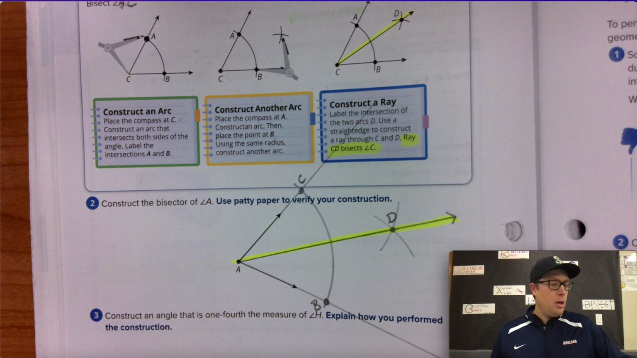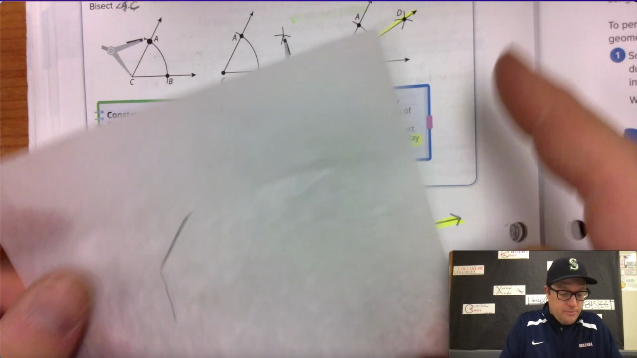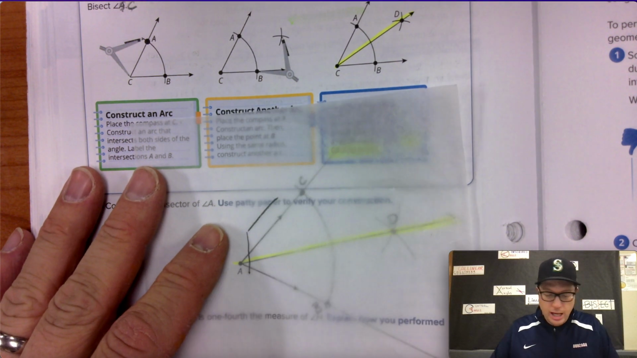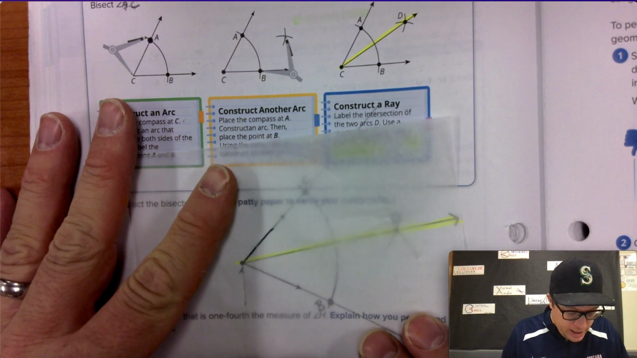That's the angle bisector. It says use patty paper to verify your construction. So find some fresh patty paper, or semi-fresh, and then trace the angle on the patty paper.